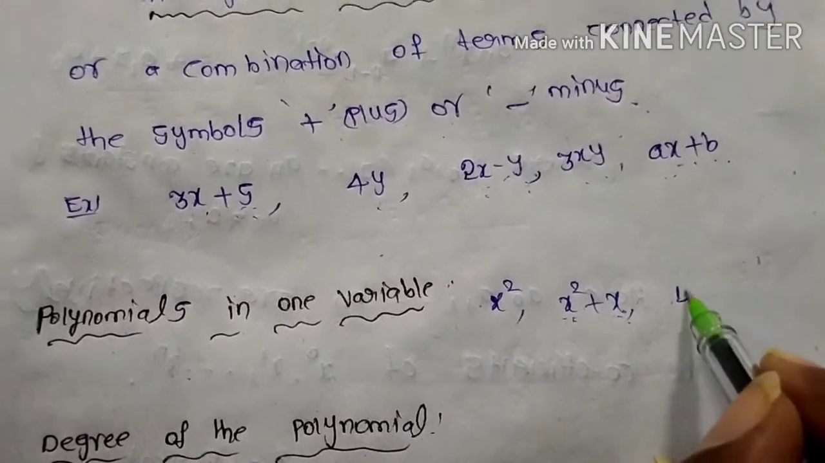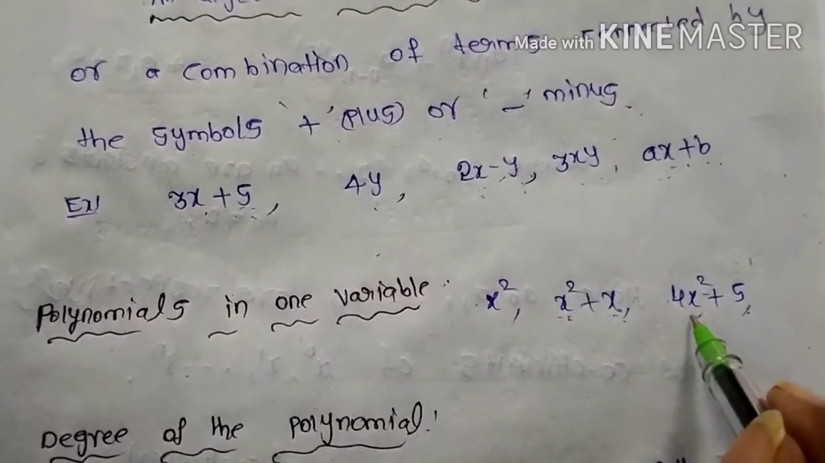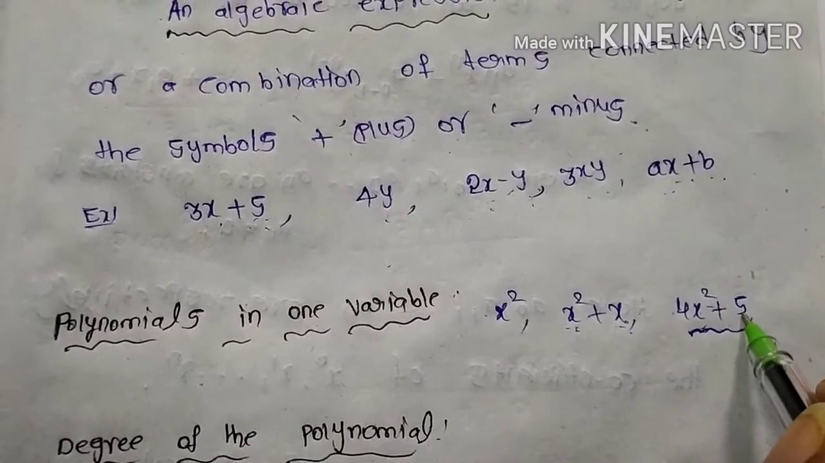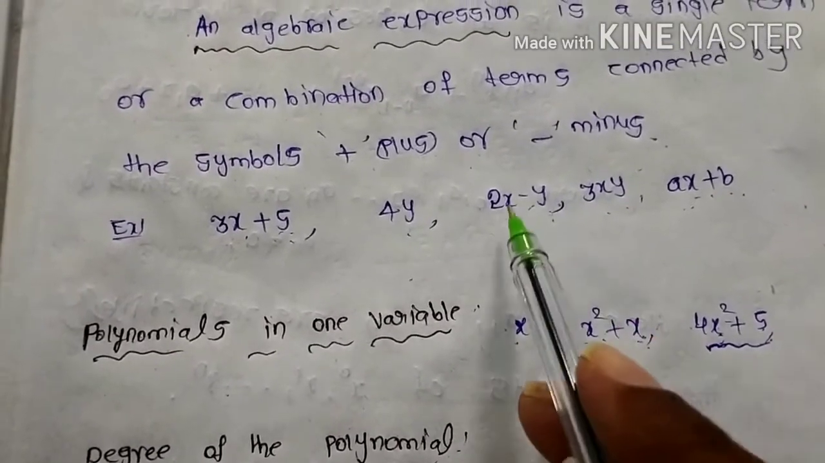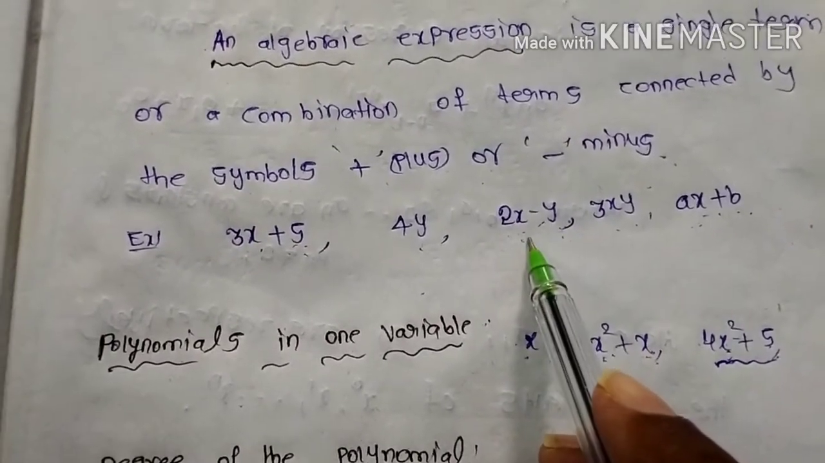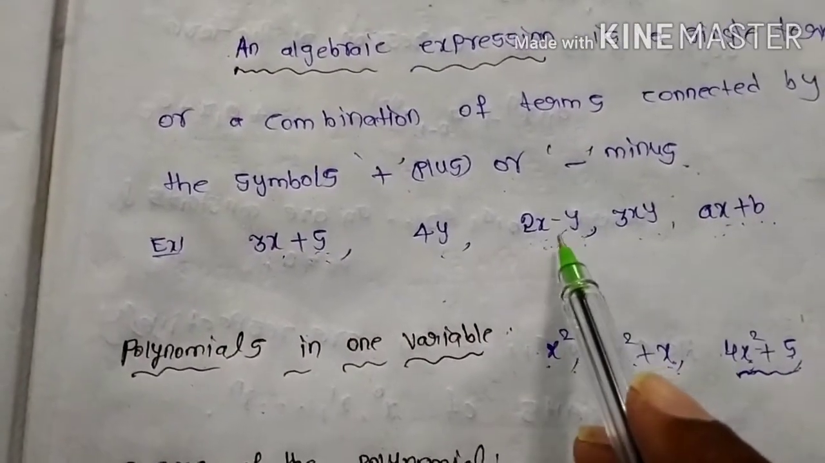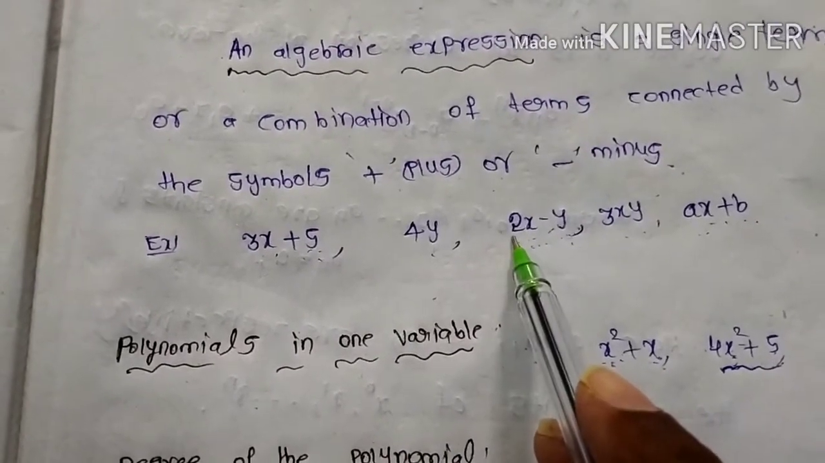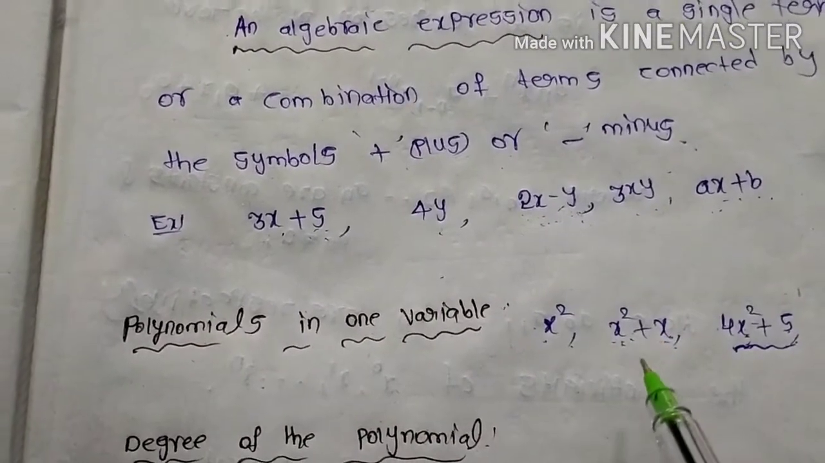One more I am taking here, 4x square plus 5. In this polynomial, only one variable, x, is present. If I take one more, for example, 2x minus 5y, this is not a polynomial in one variable. This is called a polynomial in two variables, that means x and y. These are not fixed values. You can remember here, 2 is only a constant, x and y are variables. These are not fixed values.